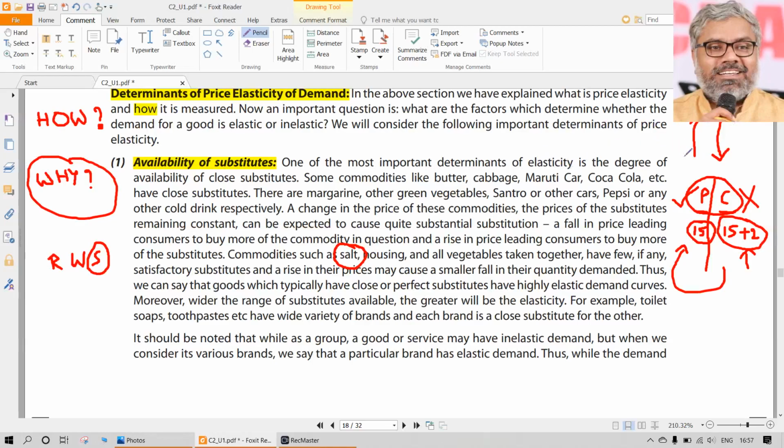So in this example, Pepsi and Coca-Cola, if you consider them as substitutes, they will have a high price elasticity of demand. Salt, since it does not have any close substitute, will have less price elasticity of demand. That is one example of the availability of substitutes and how that impacts the price elasticity of demand. If the substitutes are available, then the elasticity is going to be high. If the substitutes are not available, then the elasticity is going to be naturally very low.